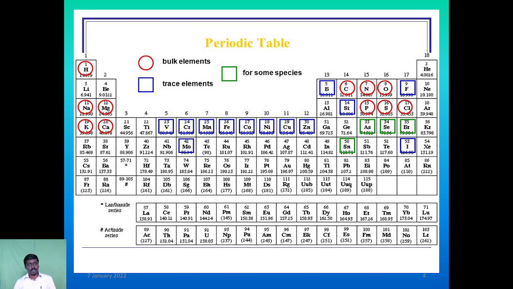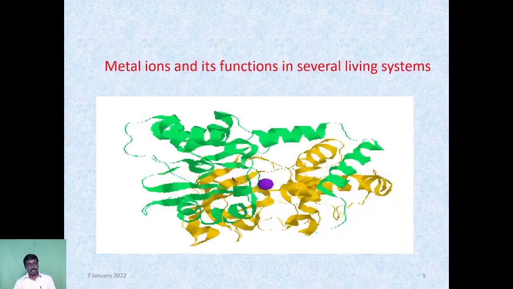This is a schematic representation of the periodic table, in which the elements are classified and highlighted as bulk elements, trace elements, and for some species. The bulk elements are highly essential for human life and living organisms at the bulk level, whereas the trace elements are required at the microgram level per day. For some species, arsenic, selenium, chromium and tin are required for living and sustaining life. In this topic on bio-inorganic chemistry and the inorganic perspective of biological systems, I will discuss metal ions and their functions in living organisms, including humans and animals.